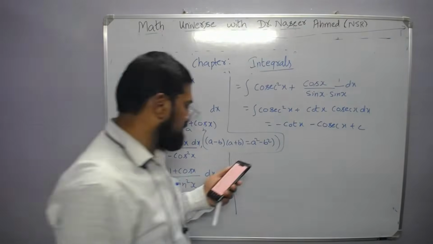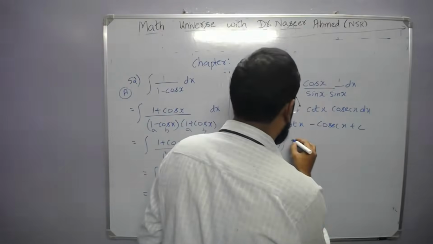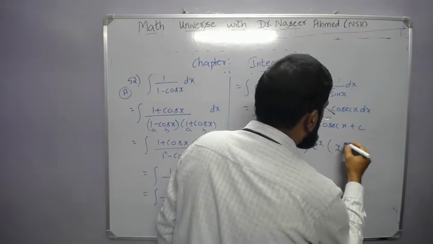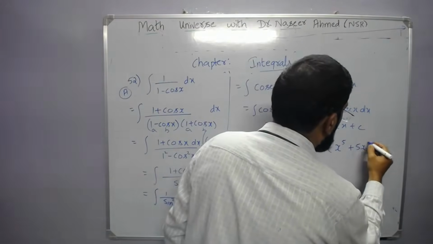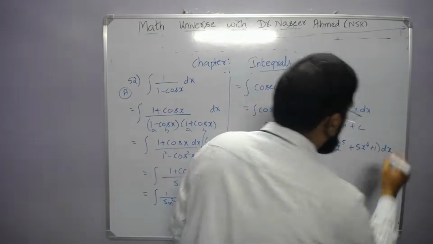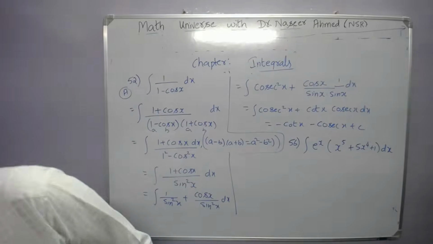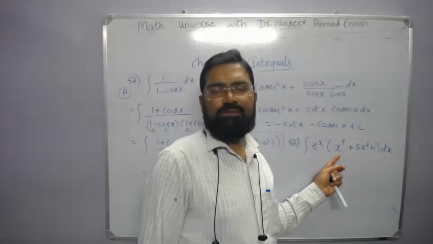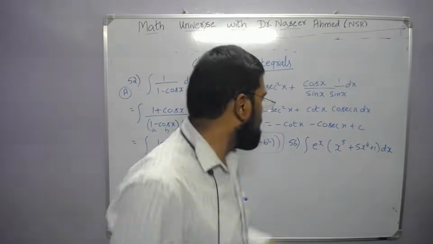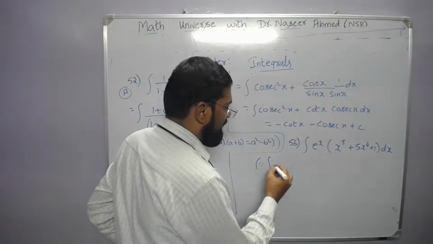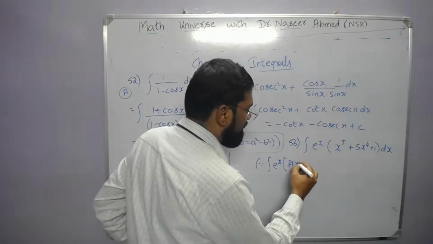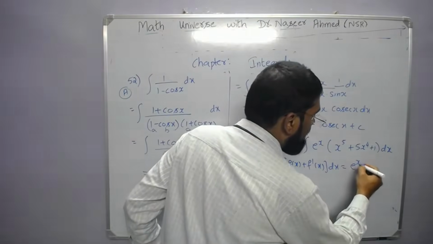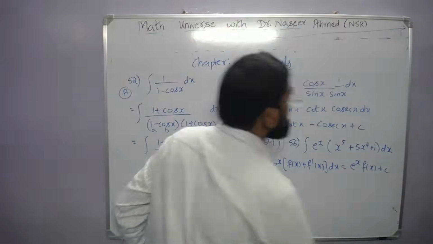Let us move on to one more question. Question number 56, which says integral of e power x into x power 5 plus 5x power 4 plus 1. We have to integrate this. Now to integrate this, how to proceed? See, what is derivative of x power 5? 5 into x power 4. Oh, it resembles one formula. Integration of e power x into f of x plus f dash of x is equal to e power x, f of x plus c.